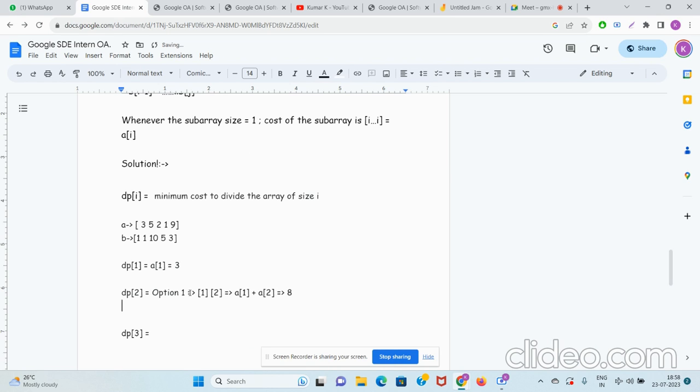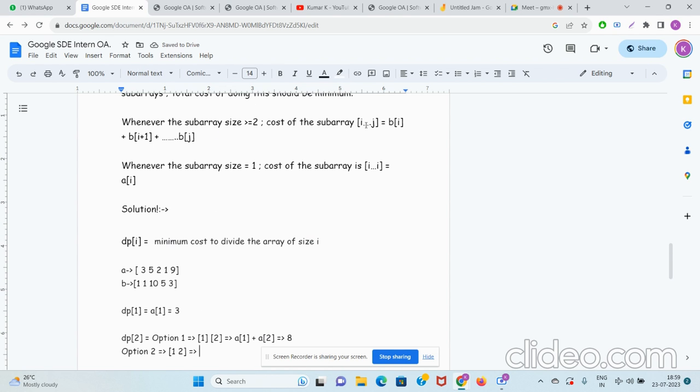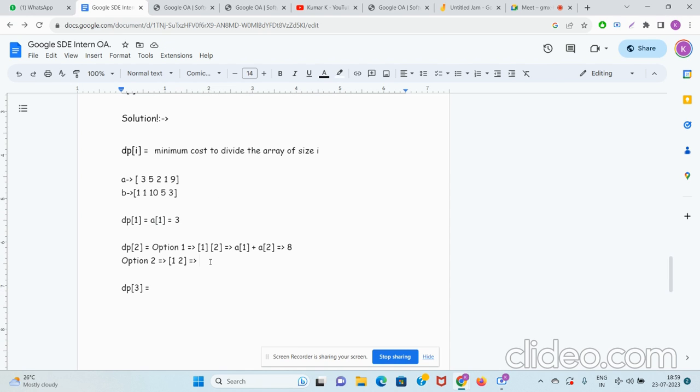The second option is what, guys? Option 2: you take 1 and 2 together. When you take them together, 1 is i and 2 is j. Whenever you take a subarray from i to j together, the cost is b of i till b of j. So b of 1 plus b of 2. This is the possible cost, which is 2.